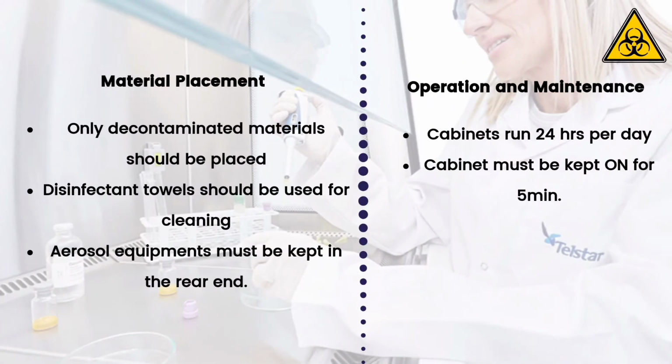Next, we will move on to material placement and operation and maintenance. What is the use of material placement? All the materials placed inside the cabinet should be decontaminated with 70% alcohol. In class 2 type of cabinet, the front grille and rear grille should not be blocked with any paper or any other materials, to allow free flow of air.